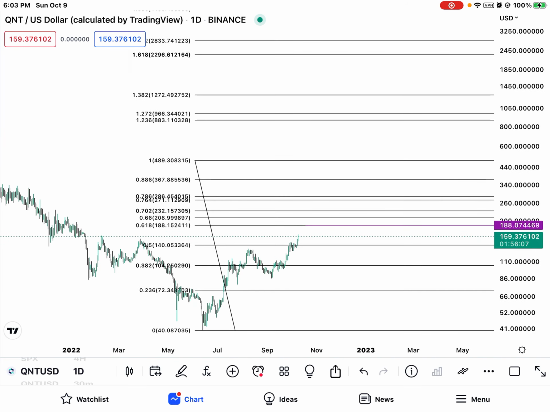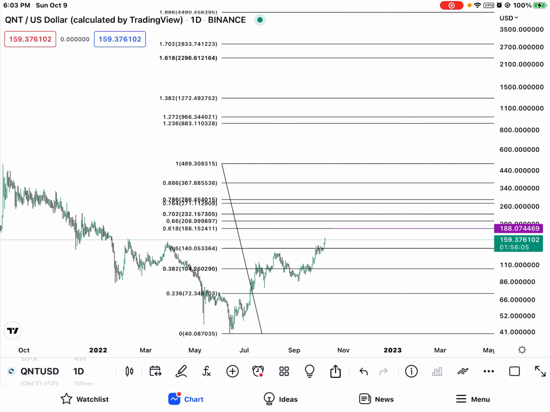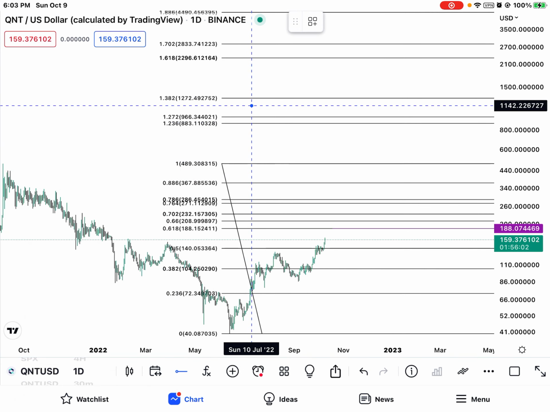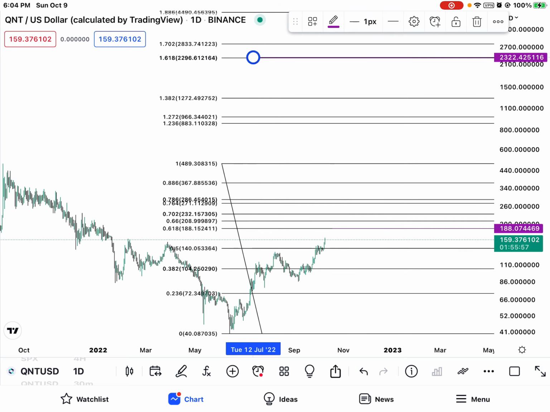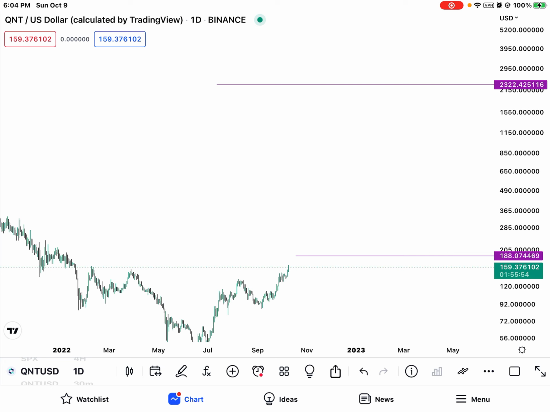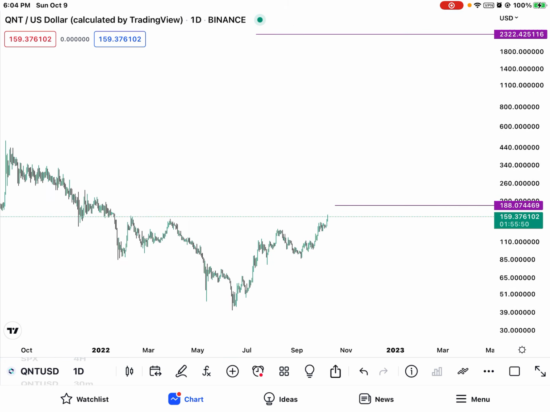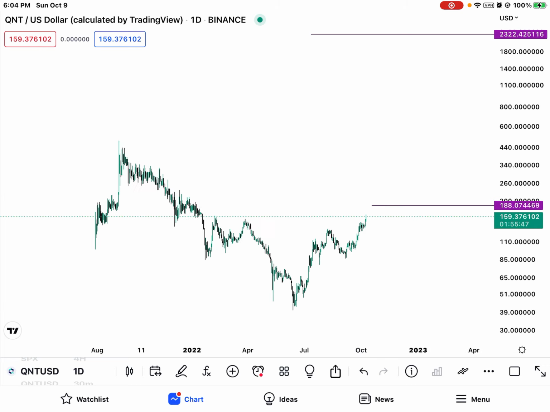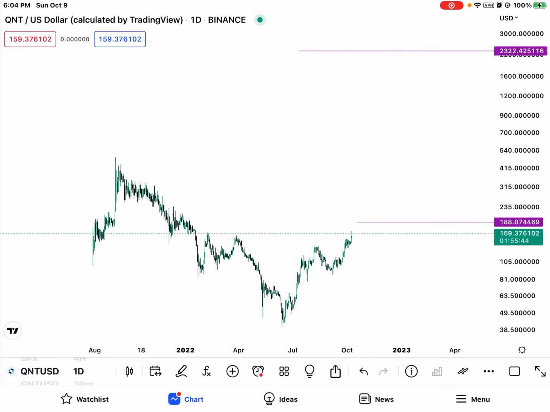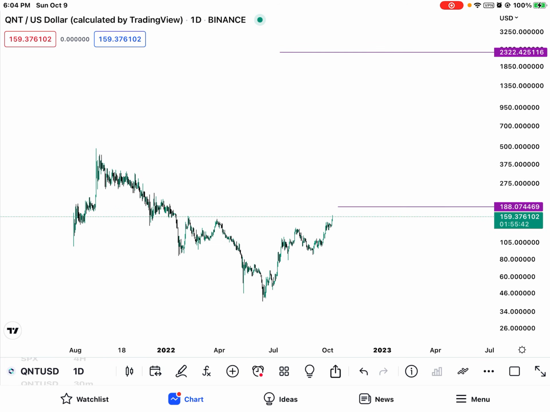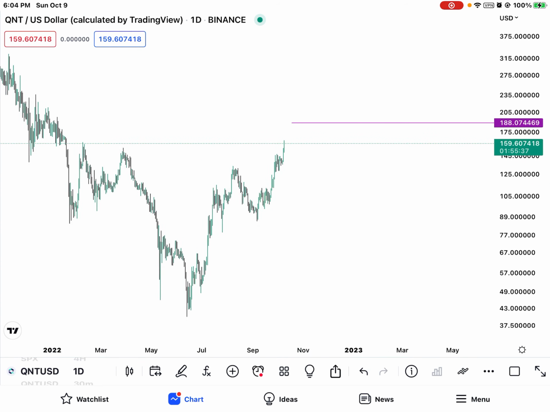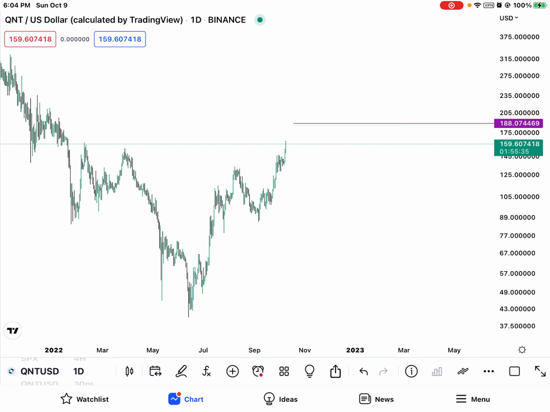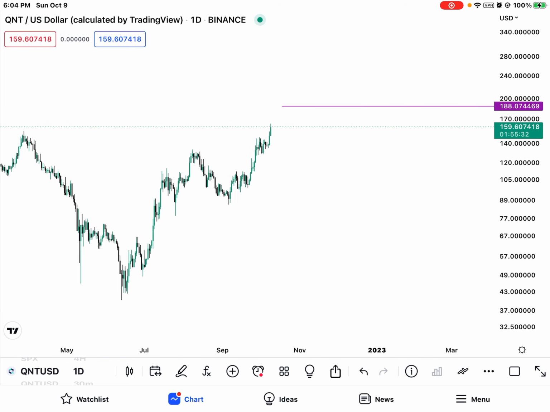Or if we're really going to go on a massive bull run for Quant, we could even go and touch this 2300 area right here. Now, I don't want you guys to count on this 2300 area. If Bitcoin is going lower, we may not see that 2300 area, and we may see something along the lines of 188, 190, 195, maybe 300.